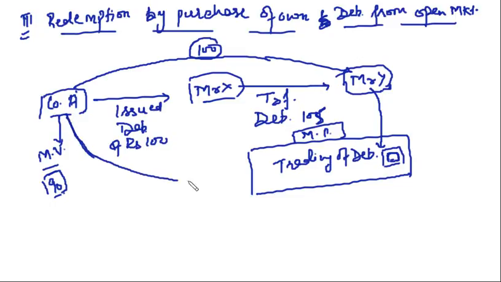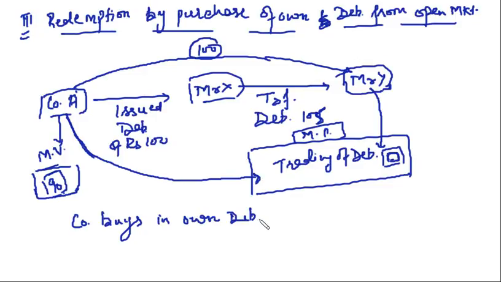company A plays a smart game. It goes to the marketplace. In the market, the debenture of company A is available at 90 rupees. Now, what the company does is, the company buys its own debentures from the open market. Now its debenture liability is over. It was to pay Y 100 rupees, but Company A bought back its debentures at 90 from the open market.